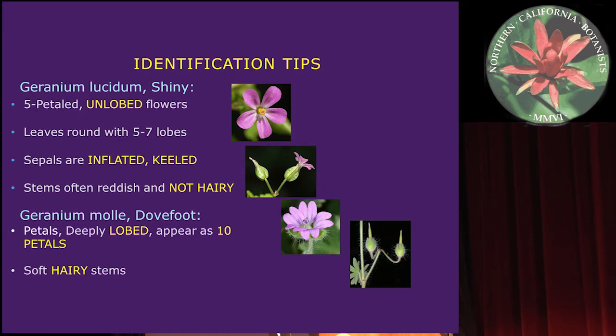Geranium molle, on the other hand, also has 5 petals, but they're deeply lobed, so they appear to be 10 petals. The plant has soft, downy hairs on the stem, on the calyx, on the petiole, and somewhat on the leaves. Also note that the calyx is not inflated and it's not keeled.